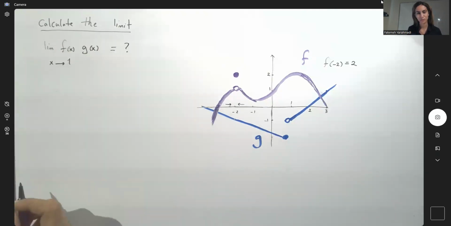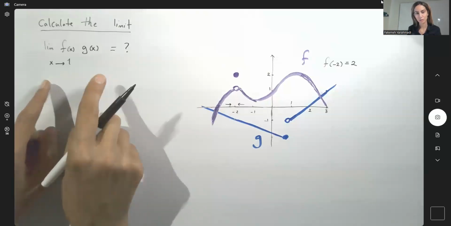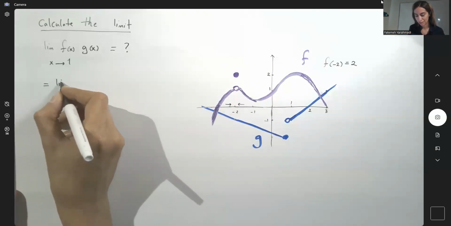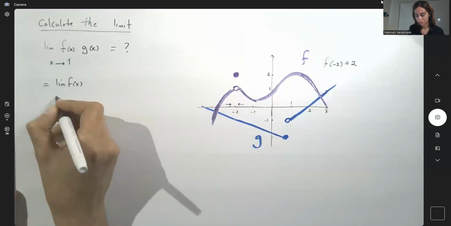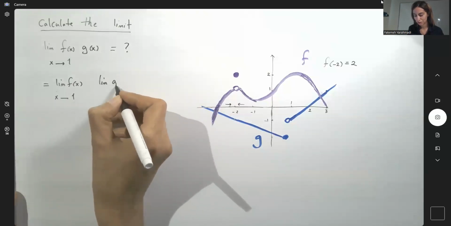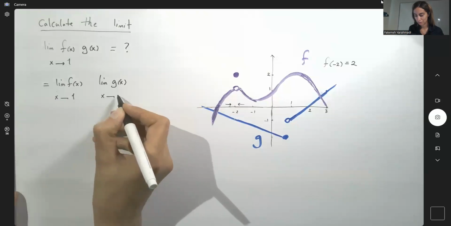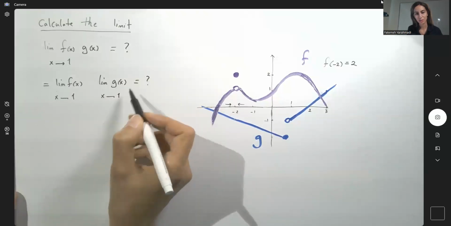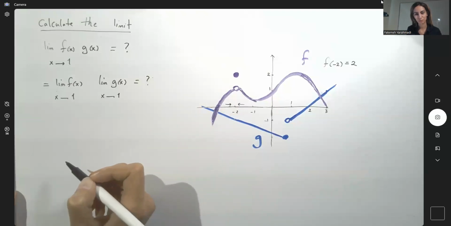What is this limit? Based on the limit law, we can separate this into the product of two limits. This can be written as the limit of f of x as x approaches 1 times limit of g of x as x approaches 1. We need to calculate each one of these limits and find the output.